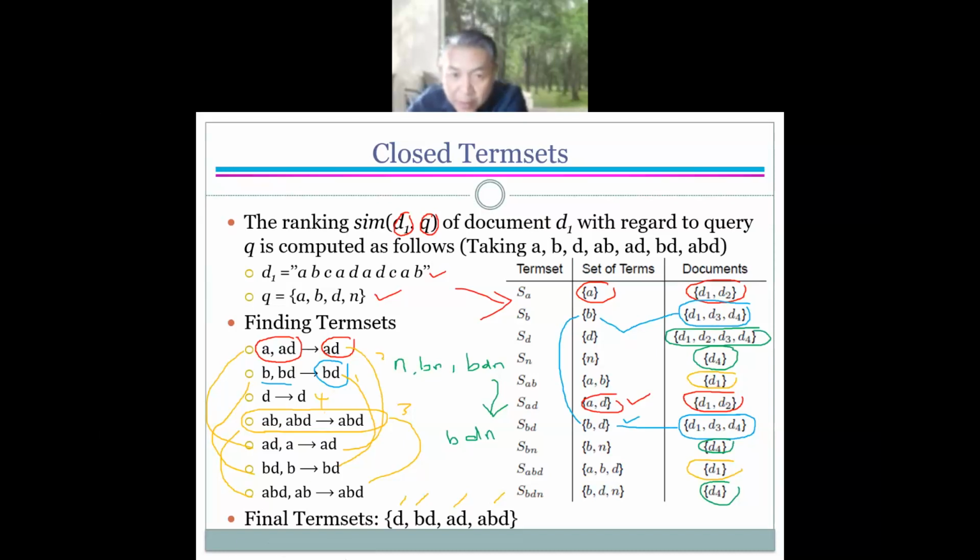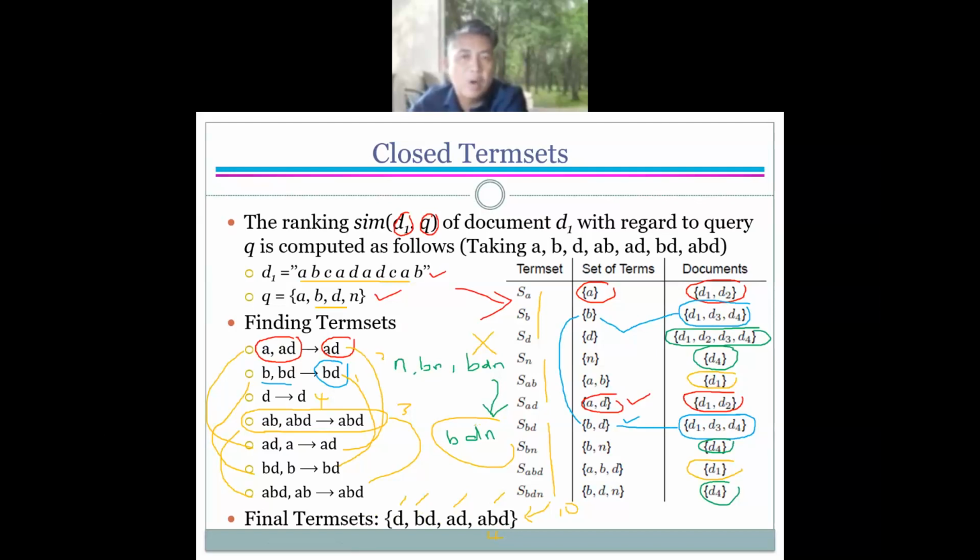Okay. Any question? So this one we do not include here because in document 1 you do not have BDN, only in the query. So we do not include this one. So from 10, we reduce to 4. Okay, so this is the final term set for this one.